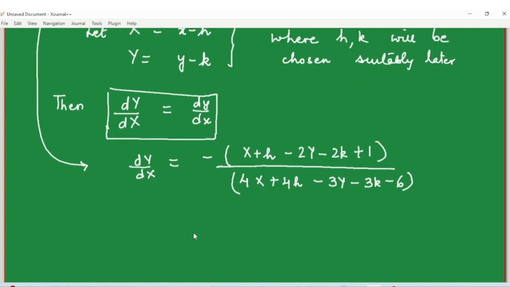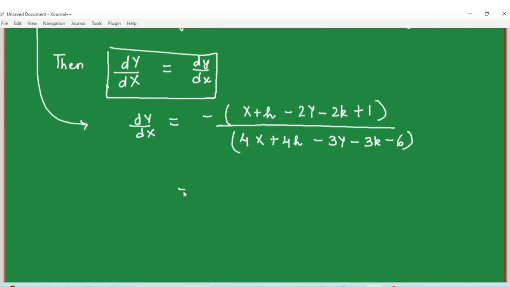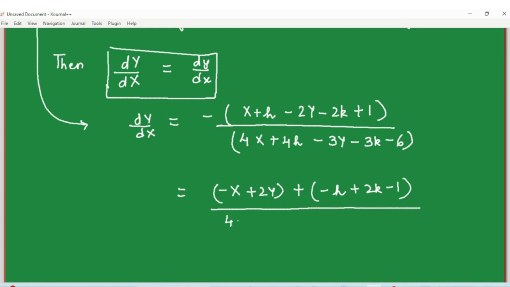Now if we simplify a little more, then we can see that dy by dx can take this form: minus x plus 2y, and the rest of it is a constant. The constant above is minus h plus 2k minus 1, and here we have 4x minus 3y as the non-constant term, and the effective constant in the denominator takes the shape 4h minus 3k minus 6. Now here comes the stage when you are going to choose your h and k.